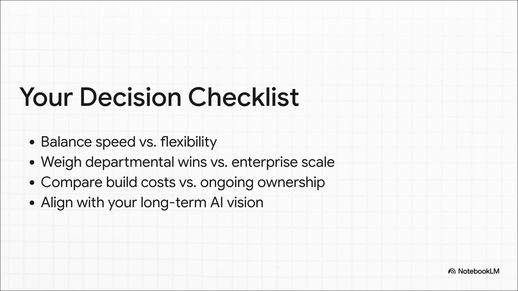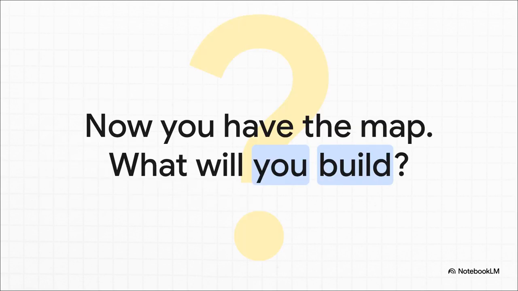It really all boils down to asking yourself and your team a few crucial questions. Are you trying to optimize for speed right now or for flexibility down the road? Are you chasing a quick win for one department, or are you trying to build something for the entire enterprise? And maybe most importantly, which choice truly aligns with your long-term vision for AI? So there you have it, a clear map to help you navigate this complex, exciting world of AI development. The choice between a framework, a platform, or an add-on, it's not just a tech decision, it's a strategic one. So now that you have the map, the only question left is, what are you going to build?